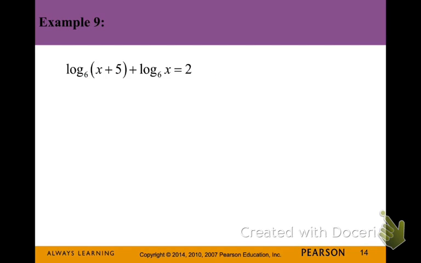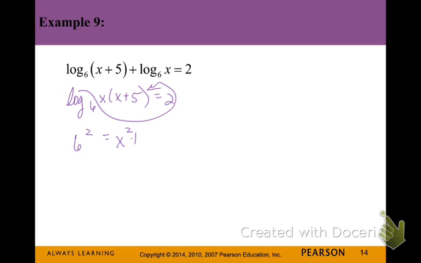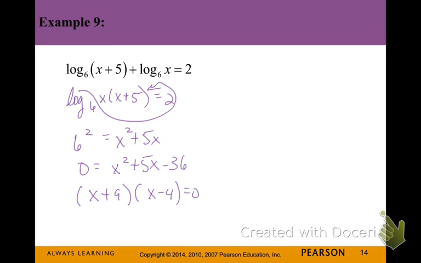All right, example 9. Again, let's condense. So we're going to take x times x plus 5, and then let's rewrite. So 6 to the second power equals x squared plus 5x. Subtract your 36 over. And then let's factor. So set your values each equal to 0 and solve. So our potential answers are negative 9 and positive 4.